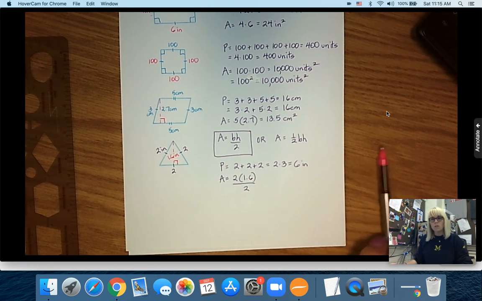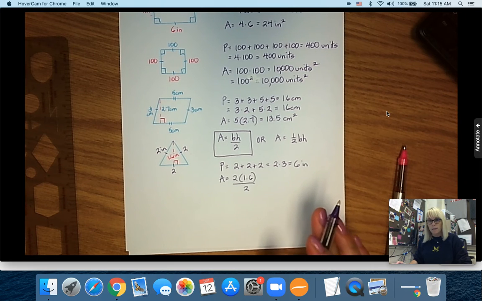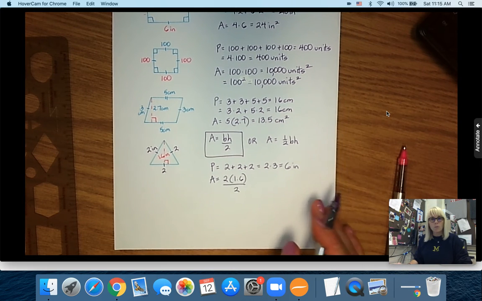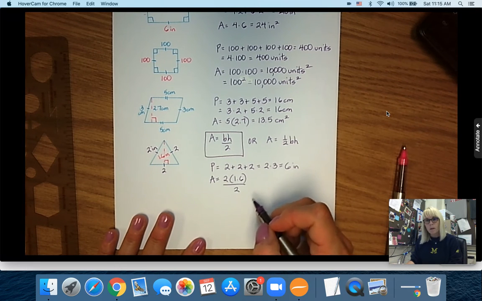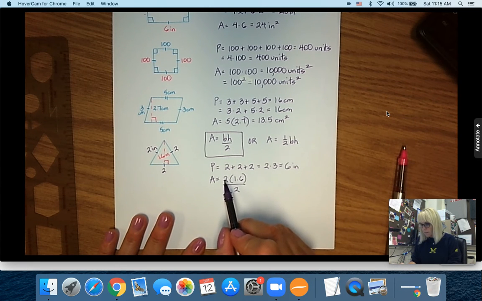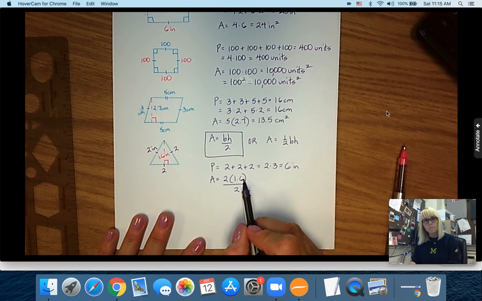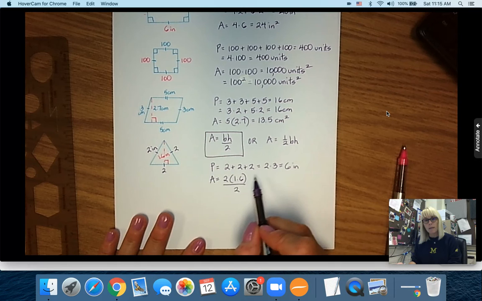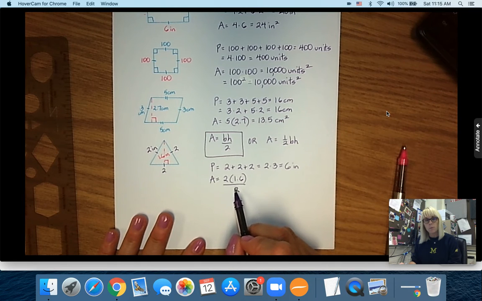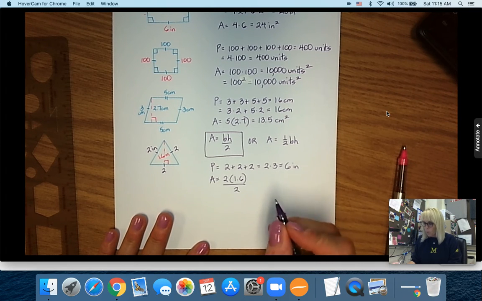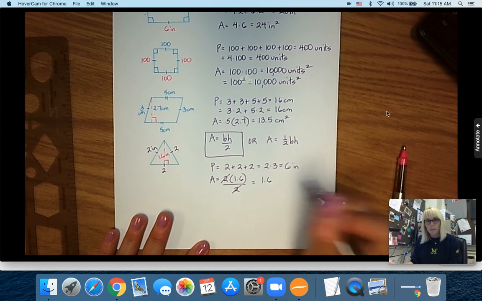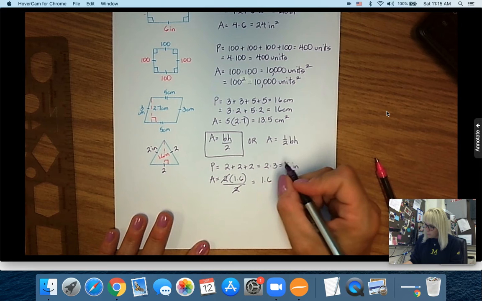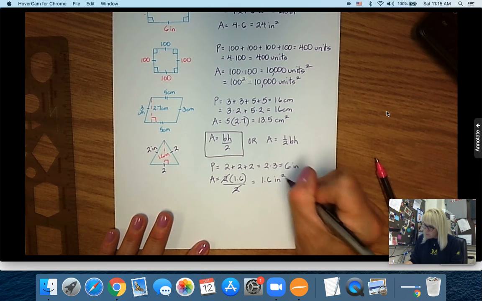Now you can crunch that into your calculator if you like, or if you're trying to become a stronger math student, you could notice that the 2's cancel. So some of you type into your calculator 2 times 1.6, right? And you would get 3.2. And now divide that by 2, and you will get 1.6. Or you could notice that these 2's cancel. And so that's 1.6 square inches.